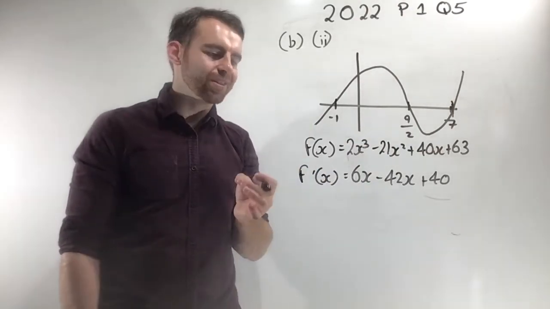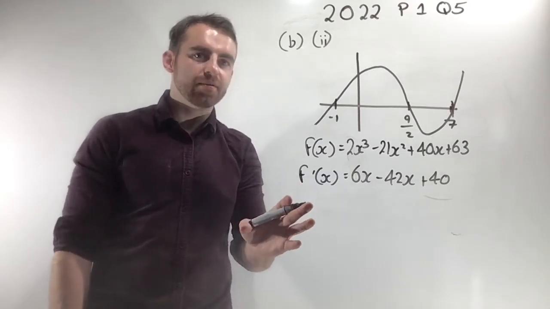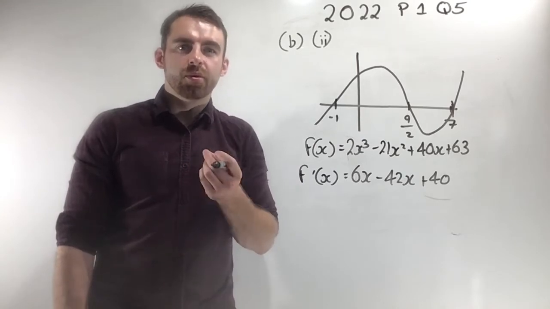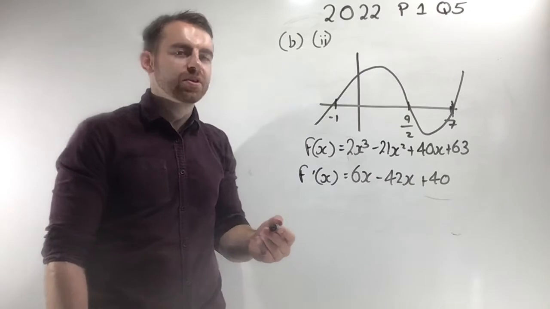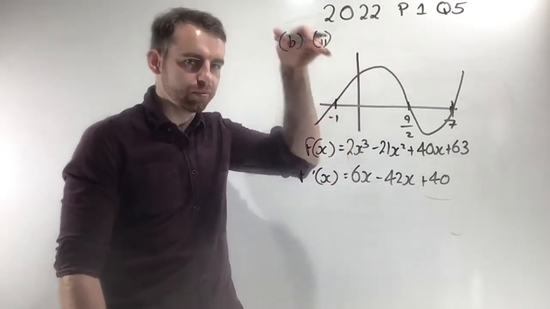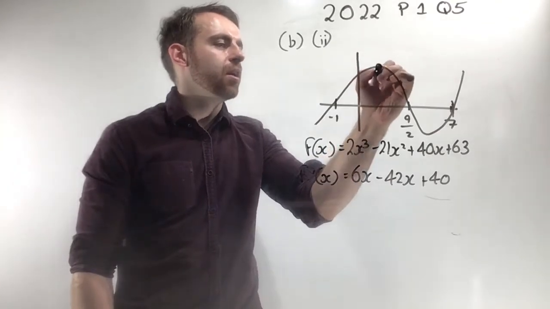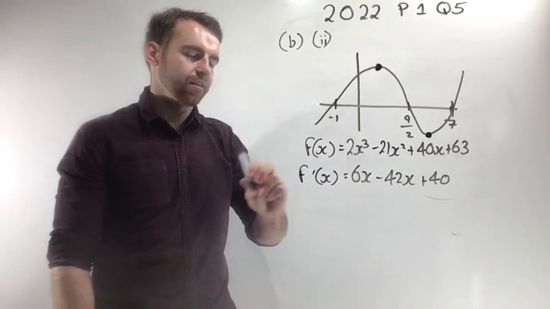I want to know when is f dash x negative. Remember that f dash x, the first derivative, represents the slope. So I want to know when is the slope of this curve negative. Now I can clearly visualize that. The slope is negative when the curve is going downwards or when it's decreasing. Clearly, from the maximum point to the minimum point, the slope is negative.